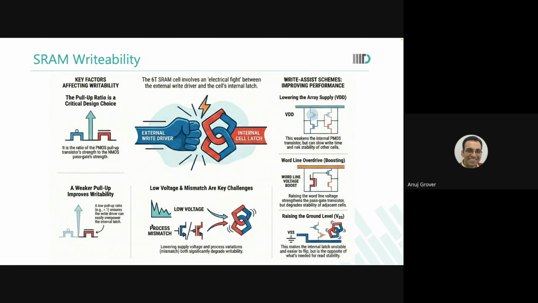So when you design the write driver with the negative bitline assist voltage, write assist scheme in there, you have to take care of this. Are you able to see it?